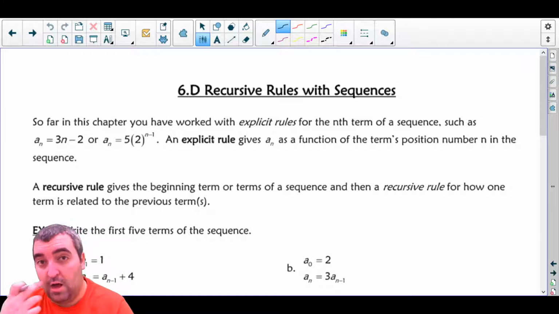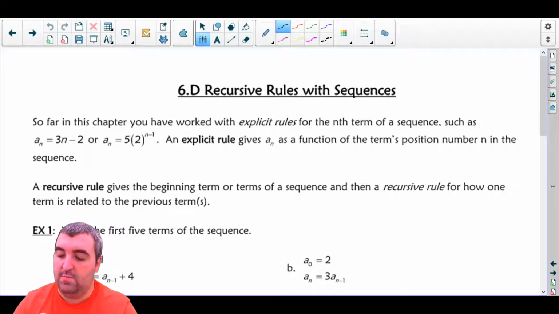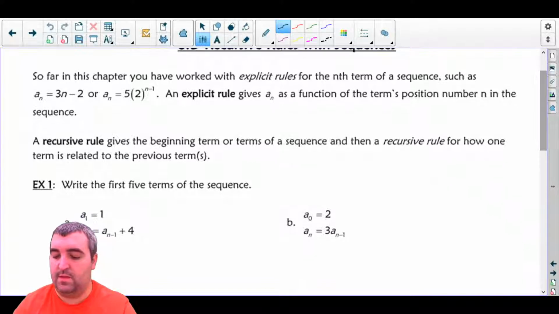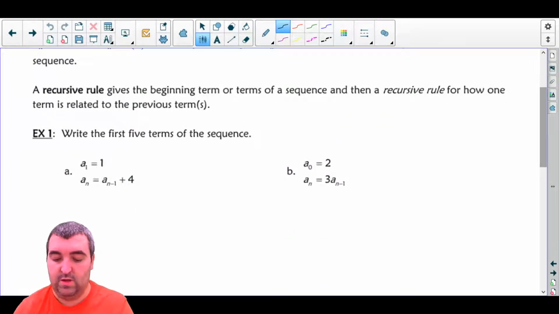Those are really nice. However, they're not necessarily always the way we think about sequences, how we think about the patterns. More so, we think about them in a recursive manner, which is basically saying we use the previous term to find the next term. Okay, so there's a way of writing those rules, and you'll see it here. With these types of things, they will always have to give you the first term or the first two terms, however many you need to find the next term.